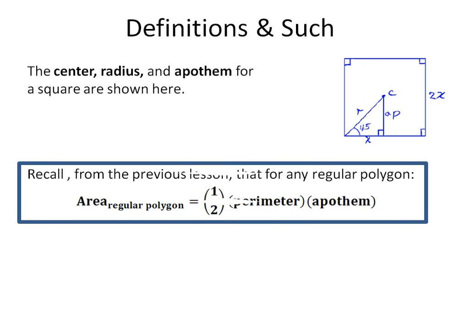So let's take a look and see. If you remember, we said that for any regular polygon, the area of a regular polygon is equal to 1/2 of the perimeter times the apothem.